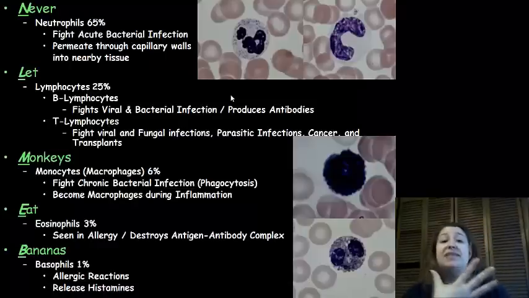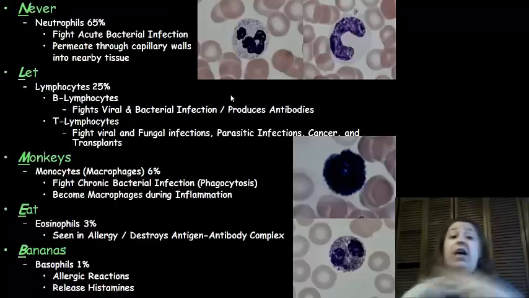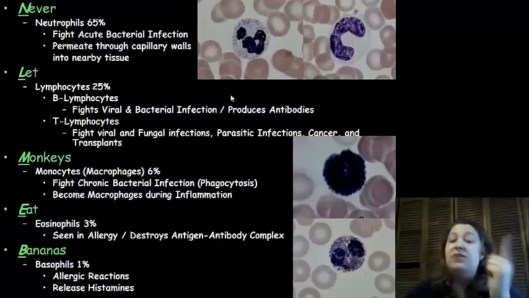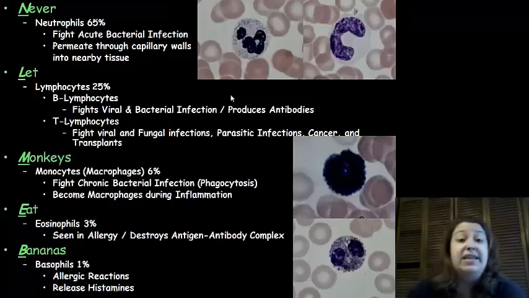We have 5 basic types of leukocytes. Never let monkeys eat bananas. Neutrophils help fight against bacterial infections and permeate through capillary walls into the nearby tissues. We have lymphocytes, B and T cell lymphocytes. B lymphocytes help in viral and bacterial infections and produce antibodies. And T lymphocytes fight viral, fungal, parasitic infections, cancer, and transplants.